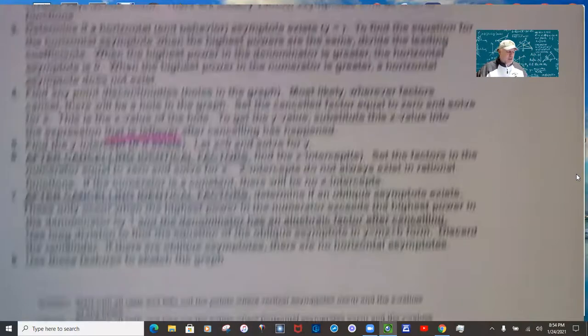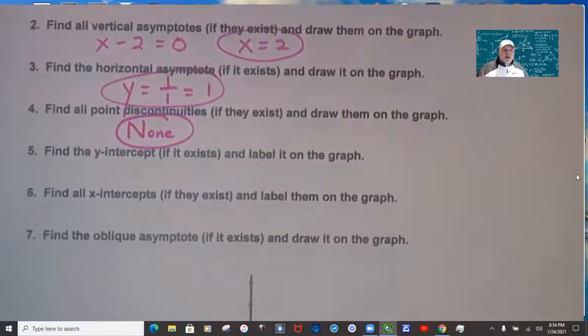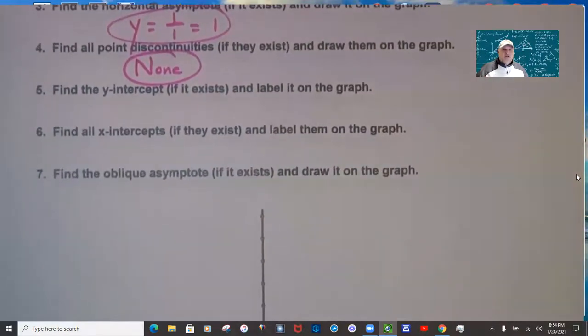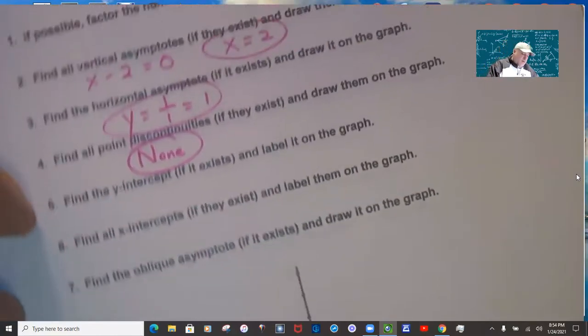So when this happens, we'll refer to this. Okay, so you just need to come to where you are on this list. Find the y-intercept, and sometimes it doesn't exist. Most of the time it does. So you're going to let x be 0.